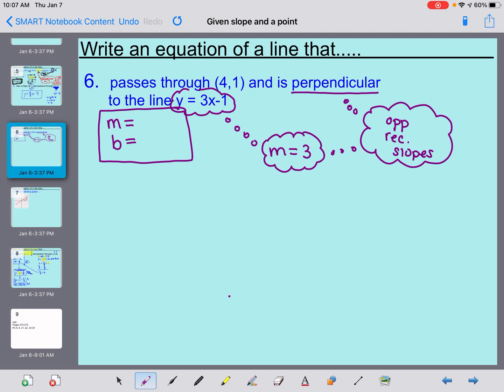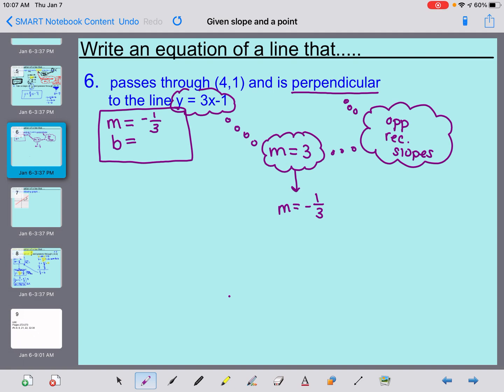I know I need the opposite reciprocal slope. What's my slope going to be? Well, let's make it opposite. That means make it negative, and make it a reciprocal. Flip it. So opposite reciprocal, my slope is negative 1/3. I'm going to go put that in the box.